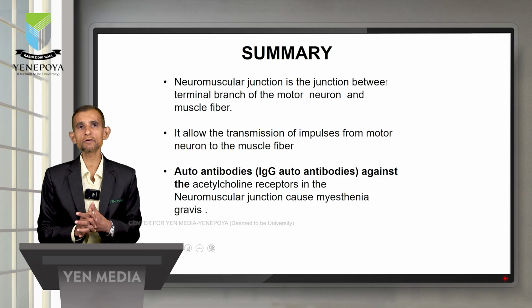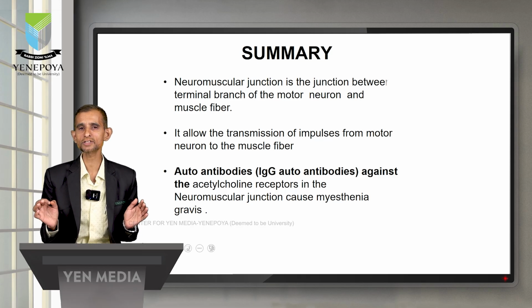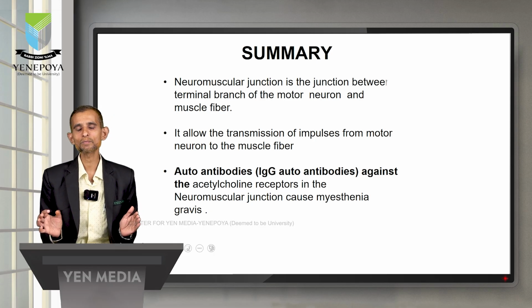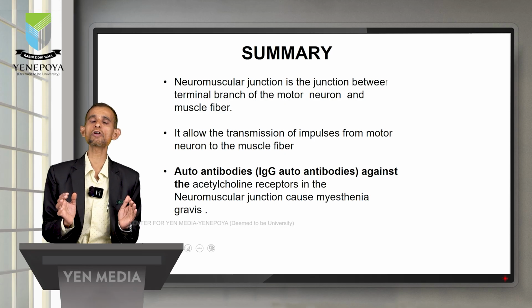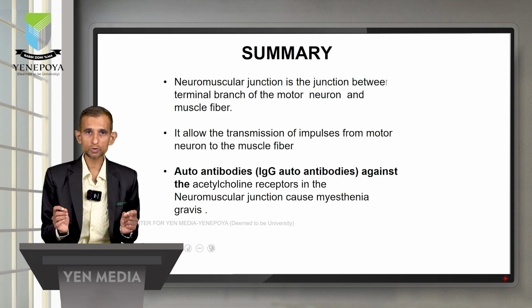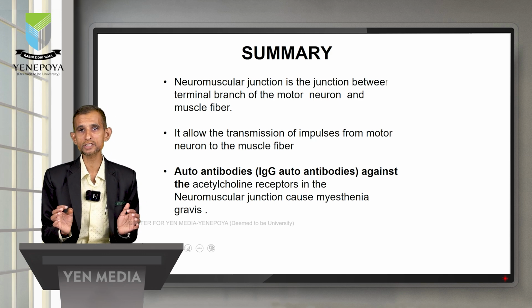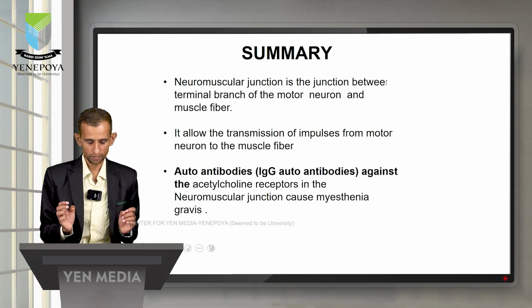Now, the summary of today's class, the neuromuscular junction. The neuromuscular junction is nothing but a junction between the terminal branch of the motor neurons and muscle fibers. This neuromuscular junction allows the transmission of impulses from the motor neuron to the muscle fiber. And also myasthenia gravis is nothing but production of autoantibodies against the acetylcholine receptor in the neuromuscular junction. It leads to myasthenia gravis.